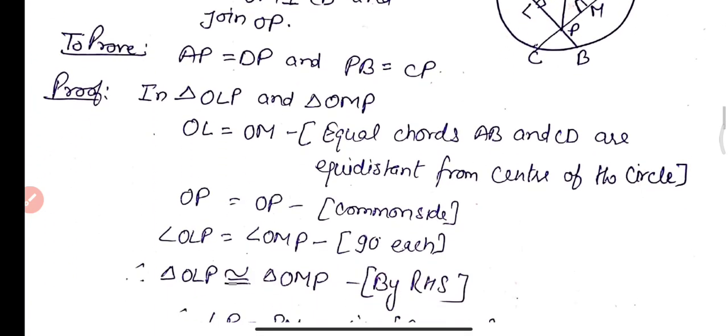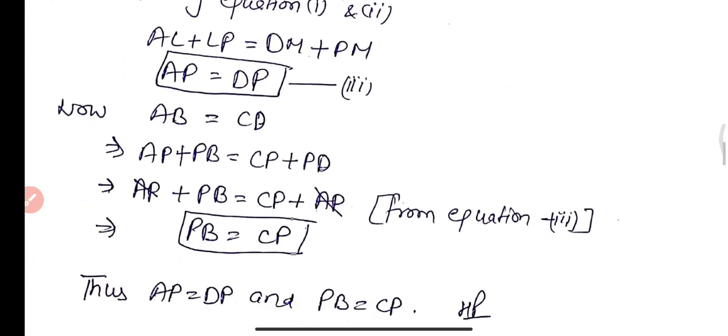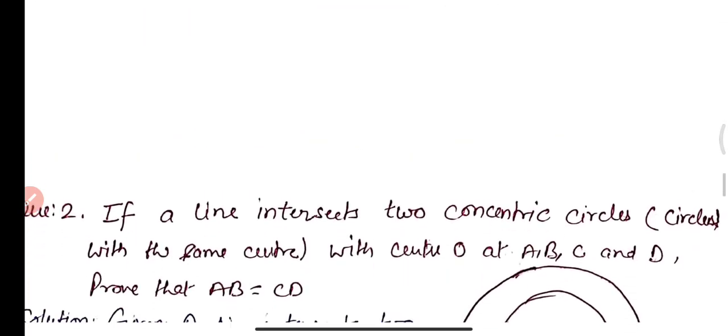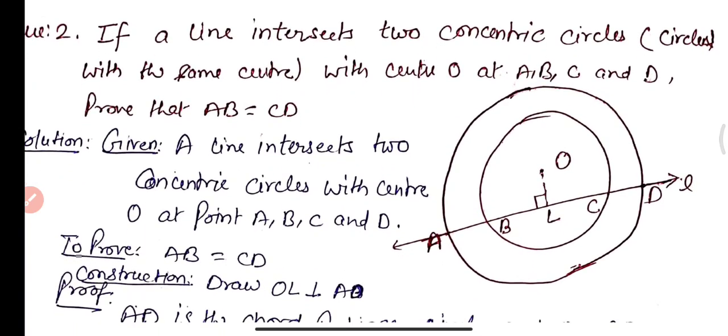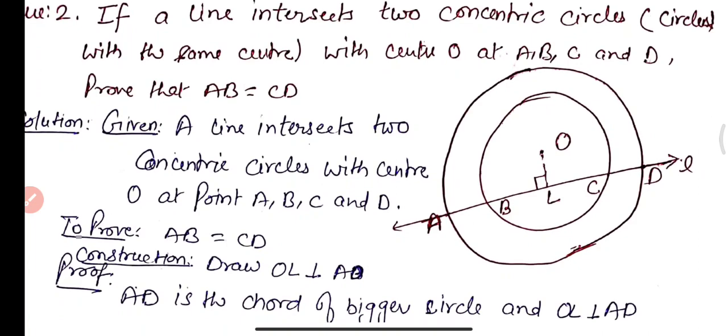So now we have question number 2, that is, we are given that a line intersects two concentric circles. First of all, try to understand the meaning of concentric circles. Circles which have the same center are known as concentric circles. So if a line intersects two concentric circles with center O at points A, B, C and D, then prove that AB equals CD.